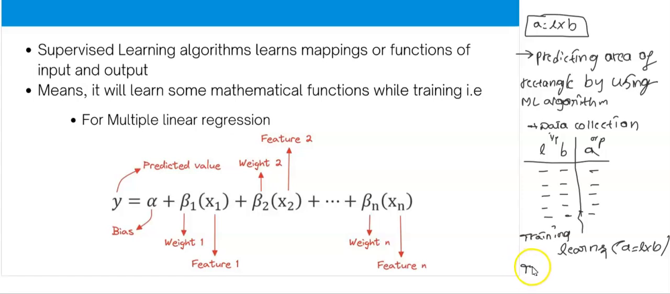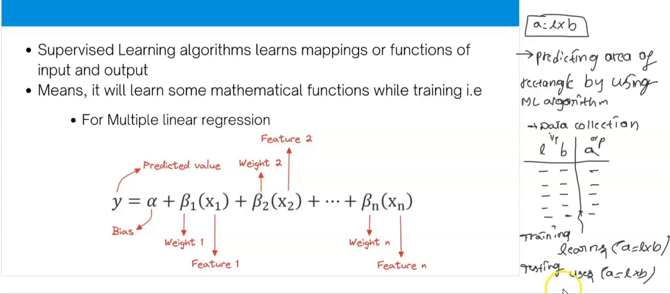Whereas in testing it uses the function. In previous classes we have already discussed it, right? It uses the function A equals L into B. Okay, thereby it produces the output. This is what happens in supervised machine learning algorithms.